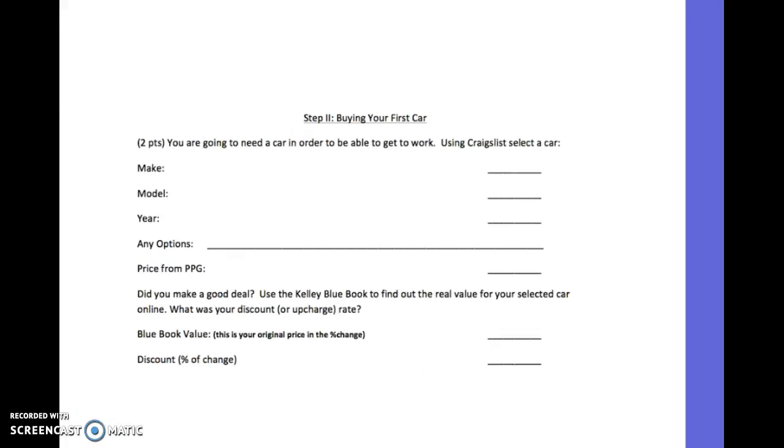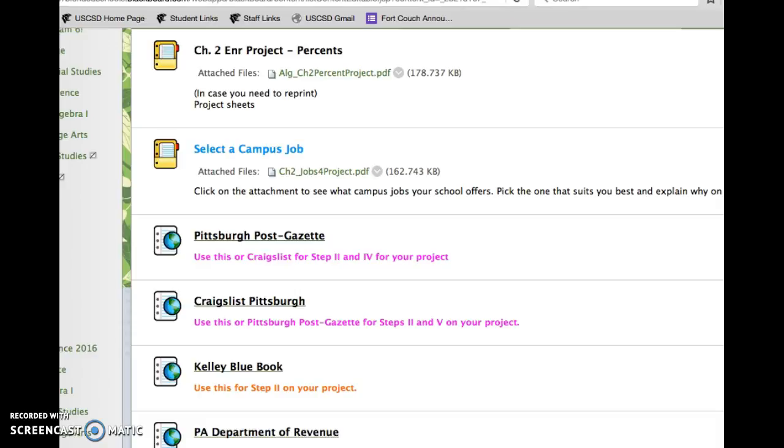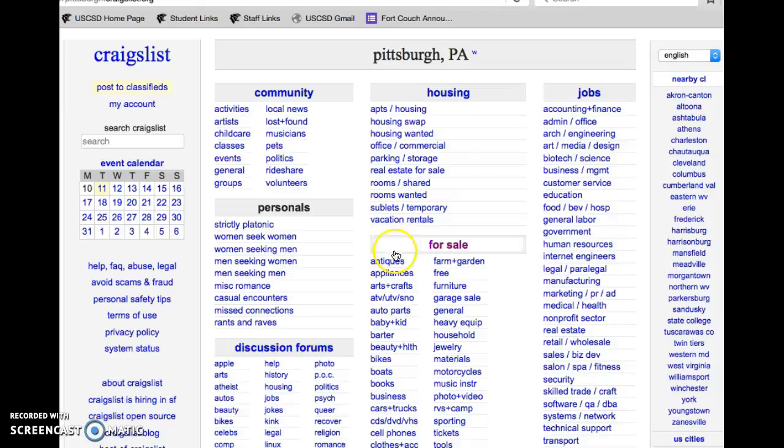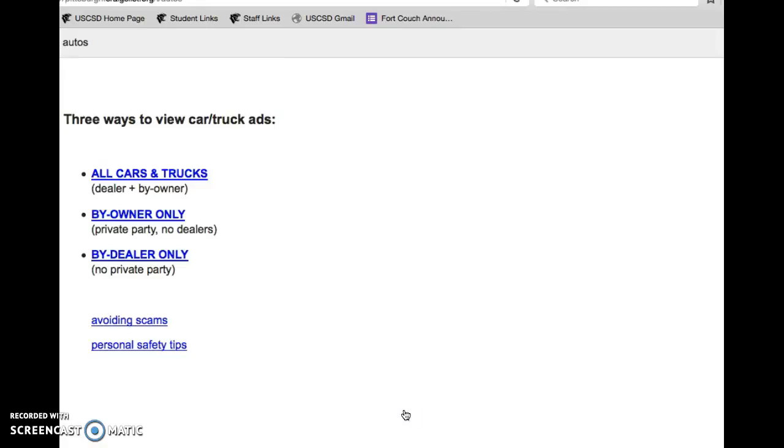Then you're going to buy a car. You're not going to need a car in order to get to work, so you're going to use Craigslist to select a car. For step 2, you're going back to Blended Schools. On there, you can do Pittsburgh Post-Gazette or Craigslist Pittsburgh. If you go into Craigslist Pittsburgh, then you're going to look in cars. So I would go under, I'm not looking for housing, for sale, not auto parts, let's see here, cars and trucks. So find a car.